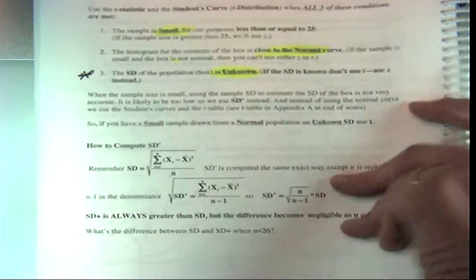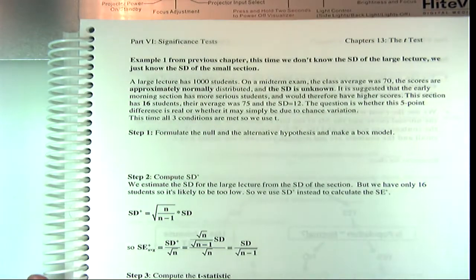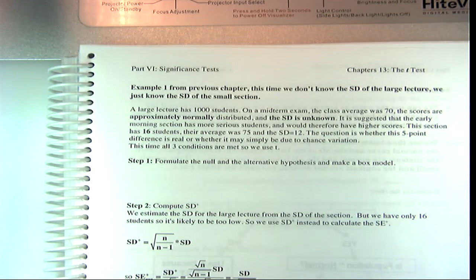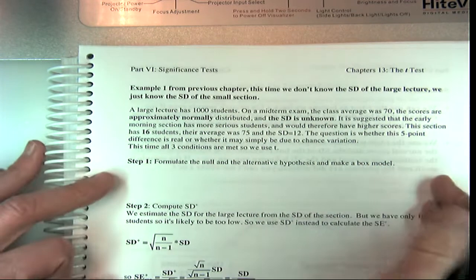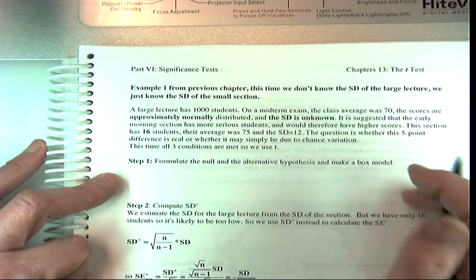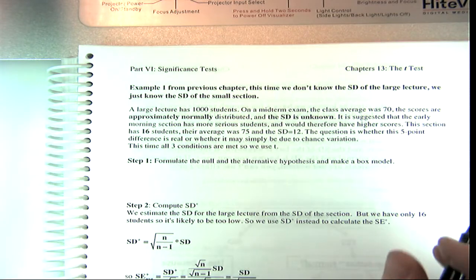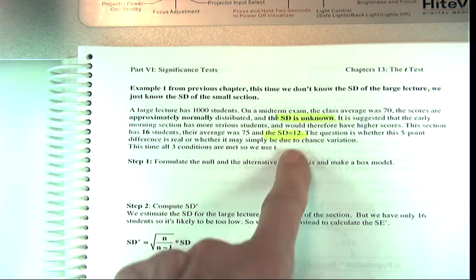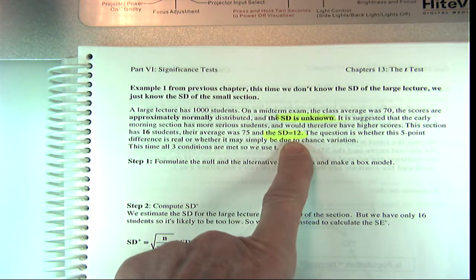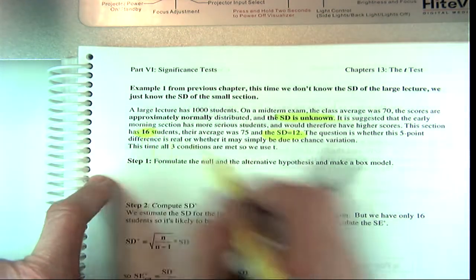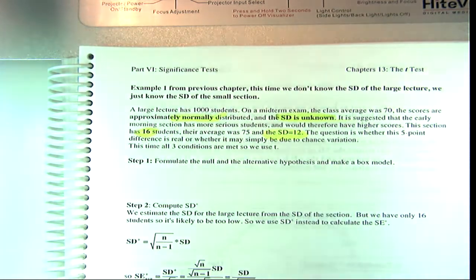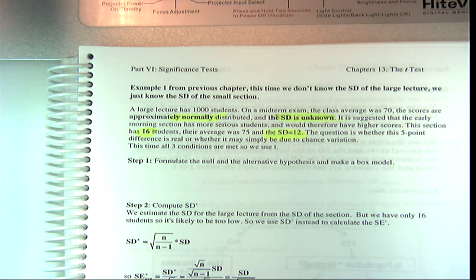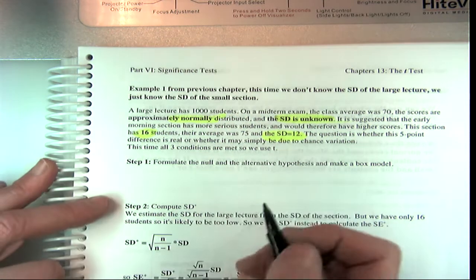All right, so let's just look at the same example that we did before in example 1, with the difference between 70 and 75. It's the same thing, but what's different here? The standard deviation is now unknown, and we are approximating it from our sample. We also have a small n, and we're assuming that it's normal. So in this case, we for sure are going to use the t.